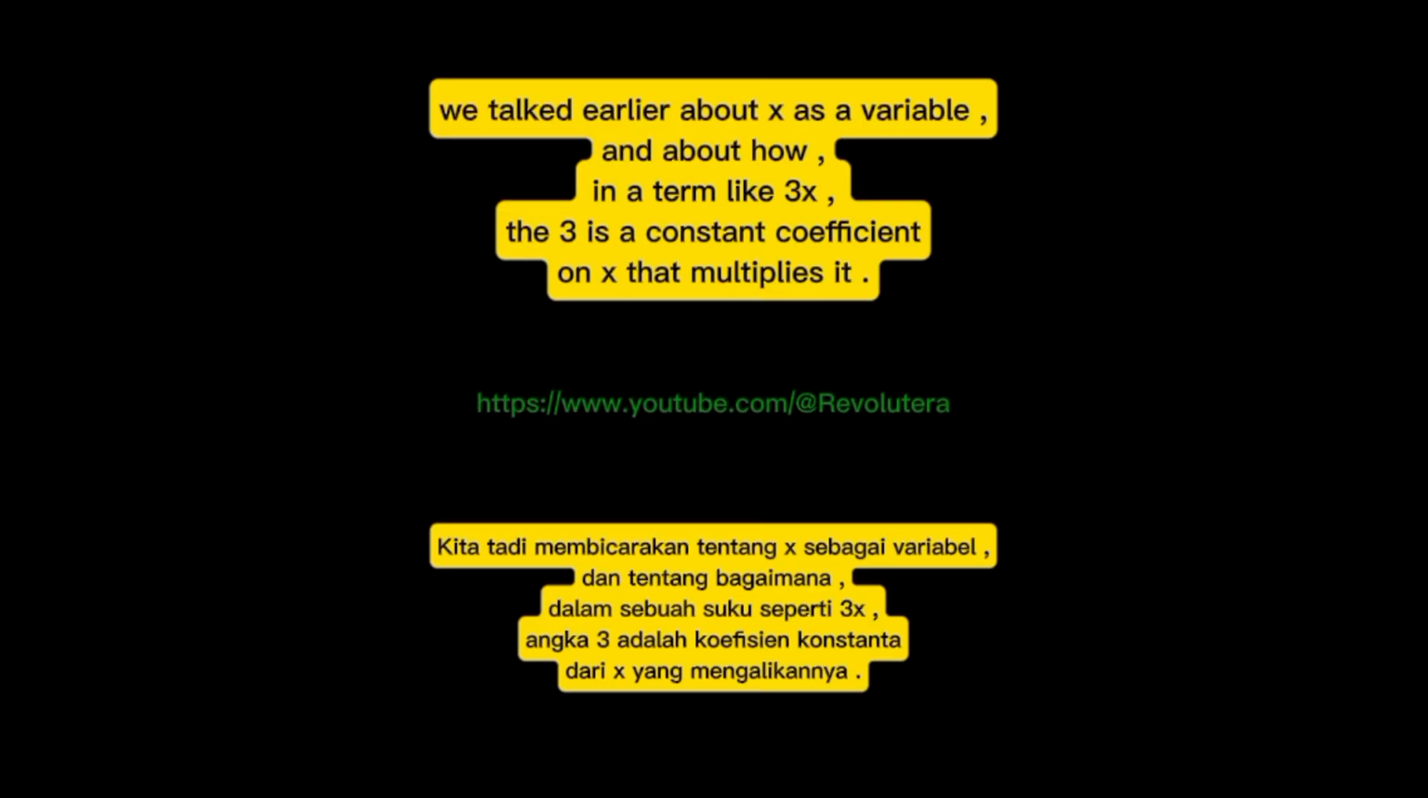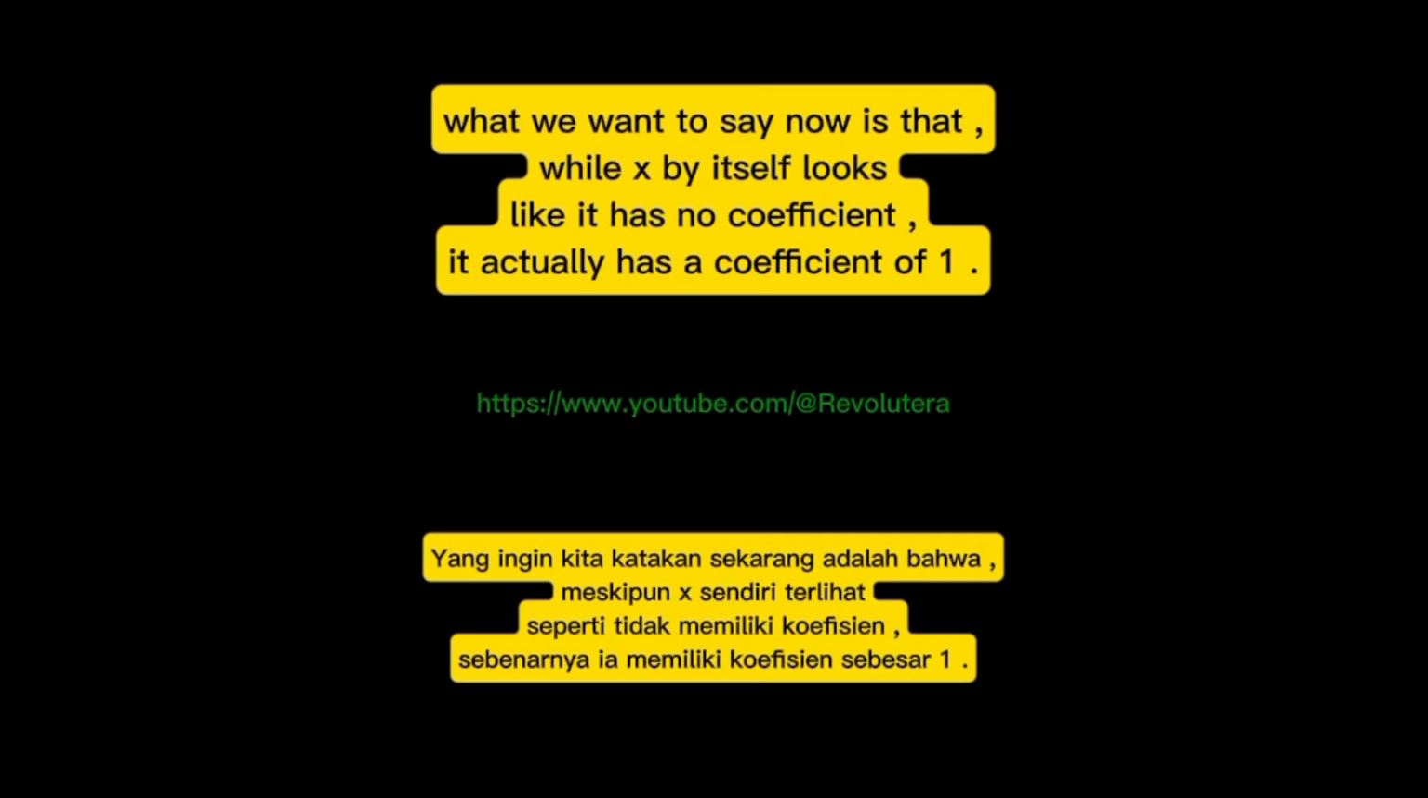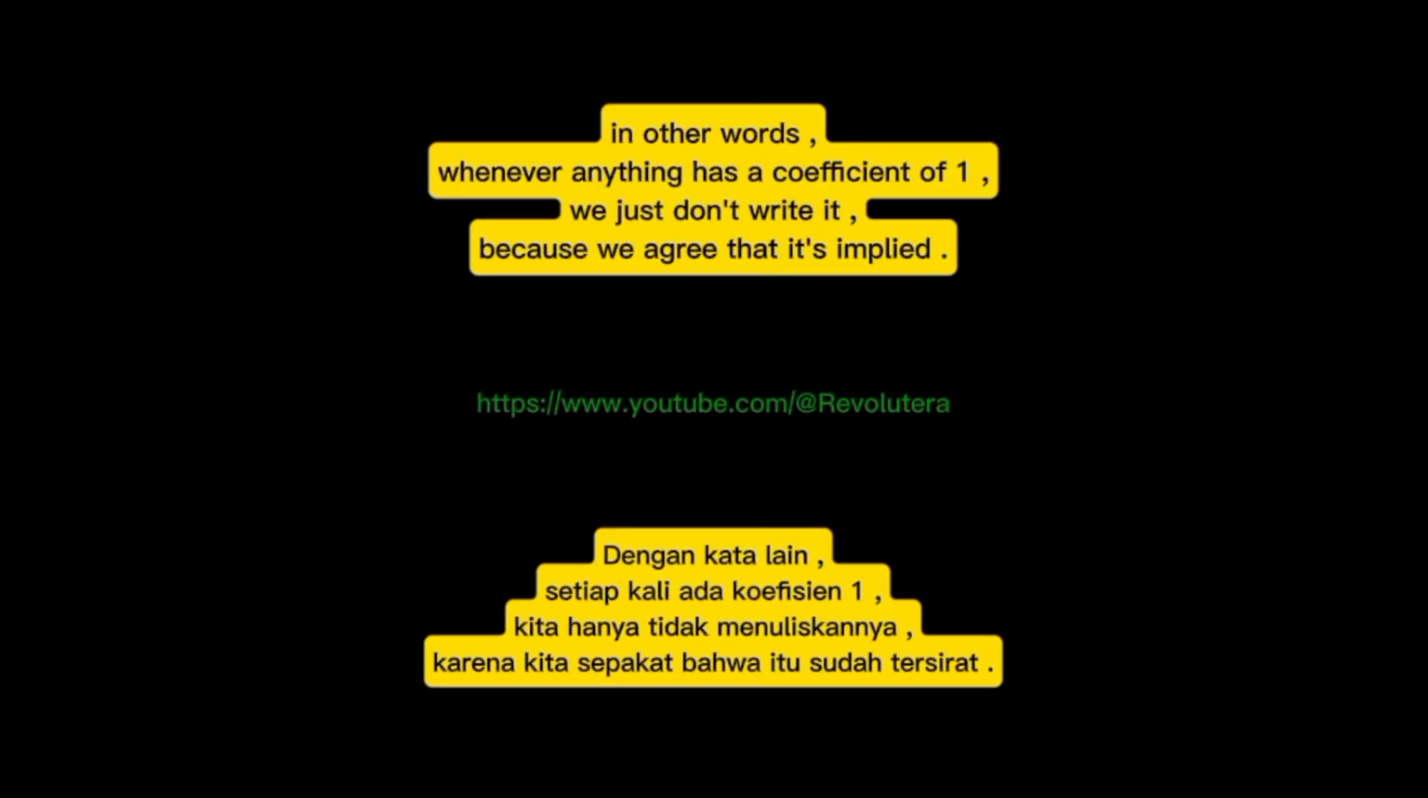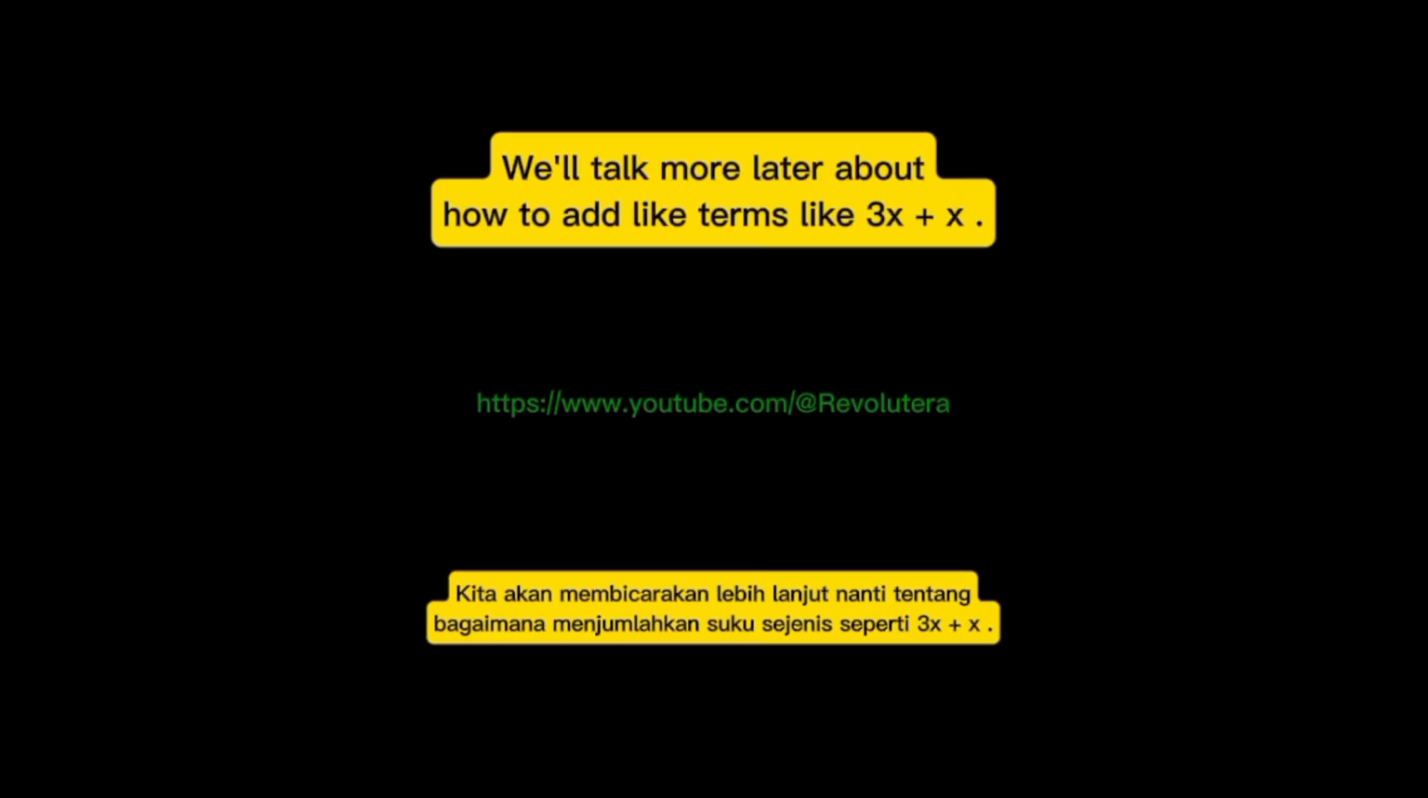Understood 1. We talked earlier about x as a variable and about how in a term like 3x, the 3 is a constant coefficient on x that multiplies it. What we want to say now is that while x by itself looks like it has no coefficient, it actually has a coefficient of 1. In other words, whenever anything has a coefficient of 1, we just don't write it, because we agree that it's implied. We'll talk more later about how to add like terms like 3x plus x.